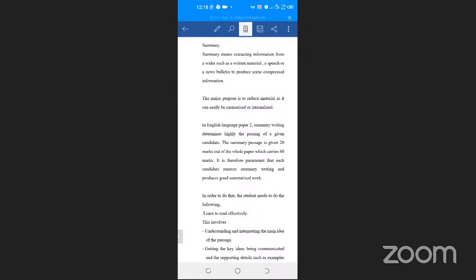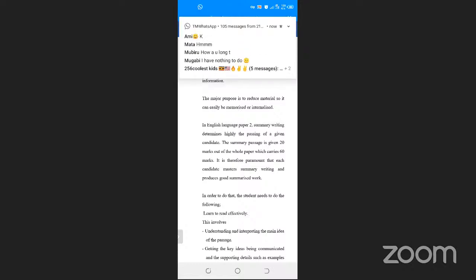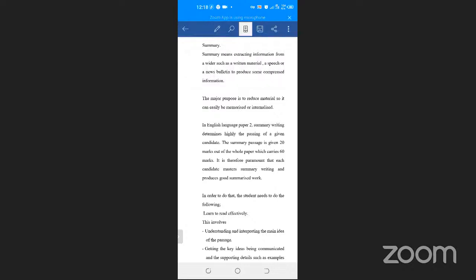So maybe Kristen and Peter, you're doing literature. When you're given a whole poem or a whole novel to read, and then you summarize that novel in one paragraph, it is the same thing we are supposed to do here. In summary writing, you are given a passage, a speech, a bulletin or a news article, and you're expected to compress it to only the highlights.